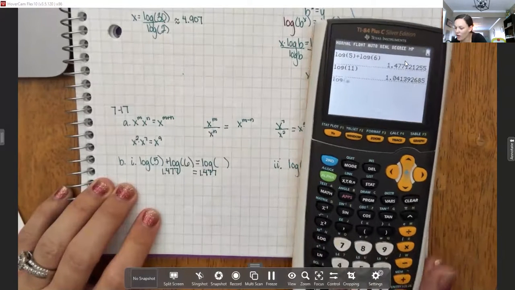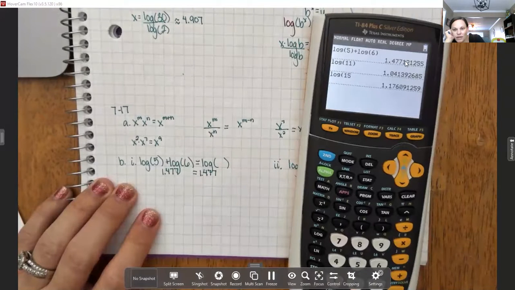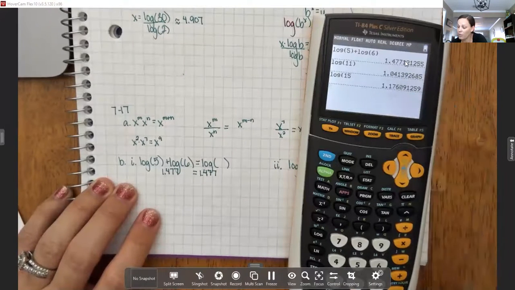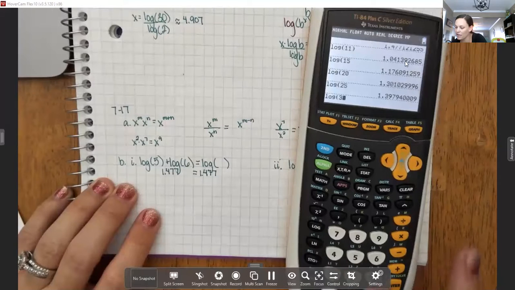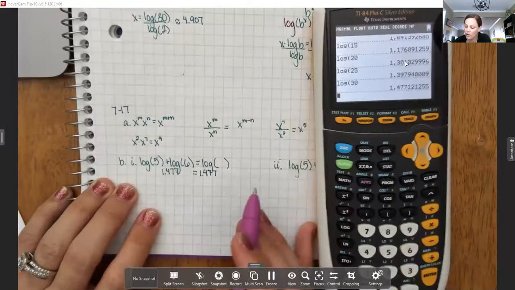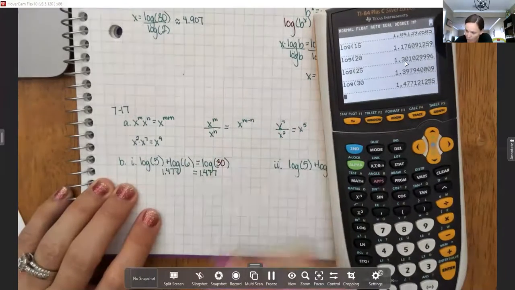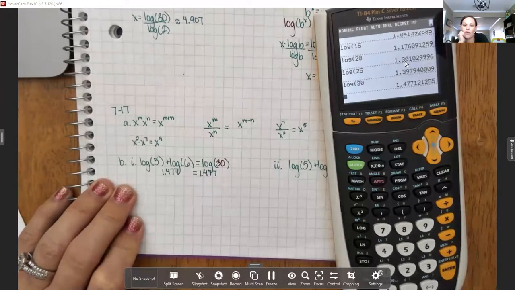So now I could try log of 15. Still not 1.477. So we can see I need to go up. Log of 20 doesn't work. Log of 25 doesn't work. Again, I'm just guessing and checking. Log of 30, and I got the right answer, log of 30. So log of 5 plus log of 6 is equal to log of 30.